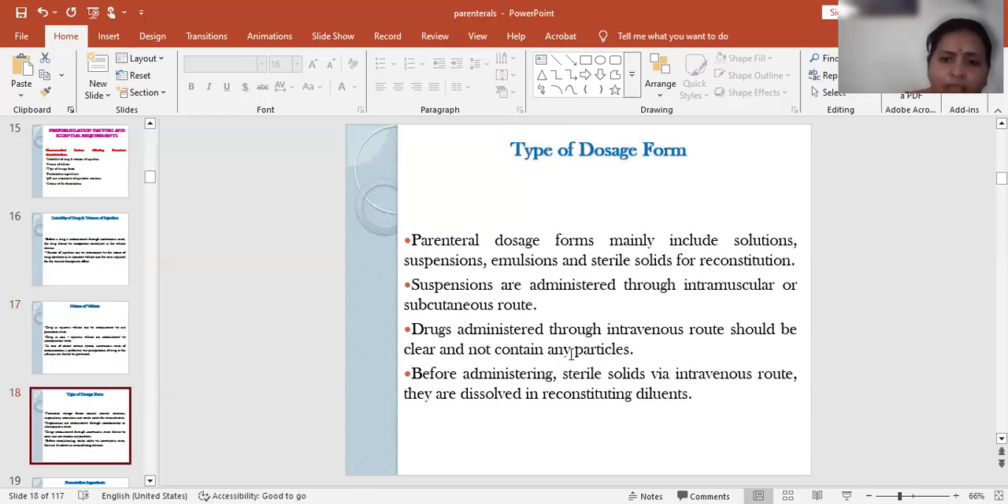And types of dosage form: parenteral dosage forms mainly include solutions, suspensions, emulsions, and sterile solids for reconstitution. Suspensions are administered through intramuscular or subcutaneous routes. Drugs administered through the intravenous route should be clear and not contain any particles. That is why we call them sterile parenteral dosage forms. Before administering sterile solids via the intravenous route, they are dissolved in reconstituting diluents.